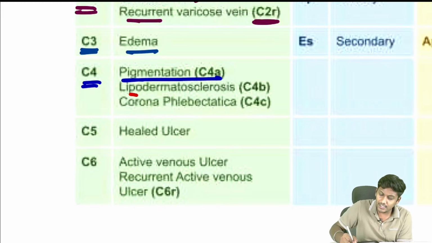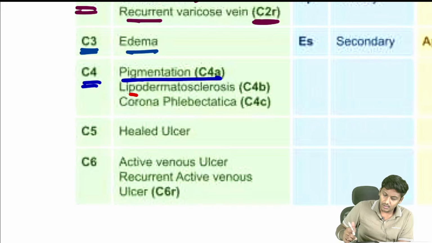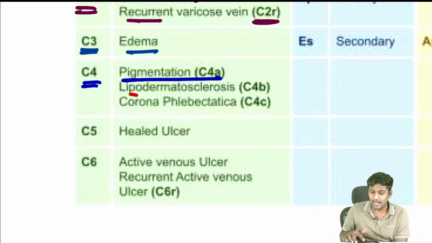And C stands for C. That means in NEET PG there was a previous year question, corona phlebitis की इमेज दी हुई थी, the one that we saw, fan shape pattern, that is C4C. ठीक है? Corona phlebitis is usually C4C. ठीक है? C5 is nothing but a healed venous ulcer, and C6 is actually an active venous ulcer. C6 is nothing but an active venous ulcer.